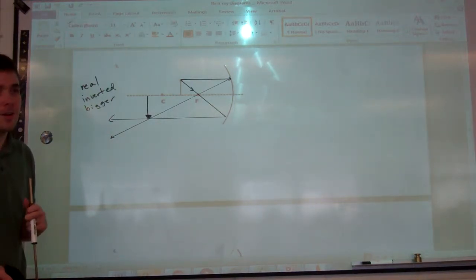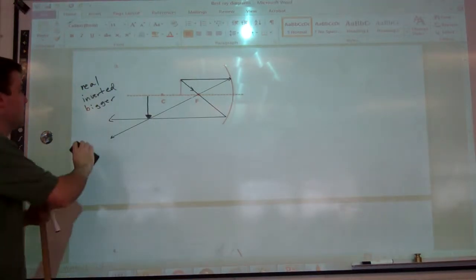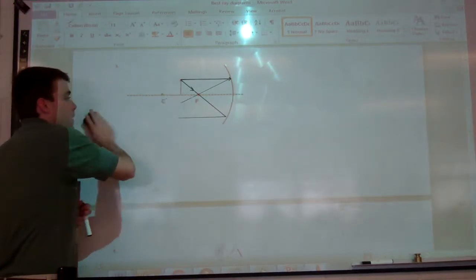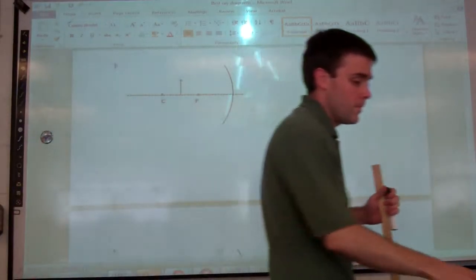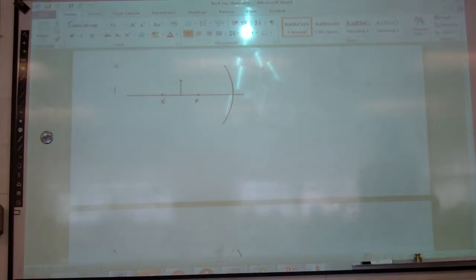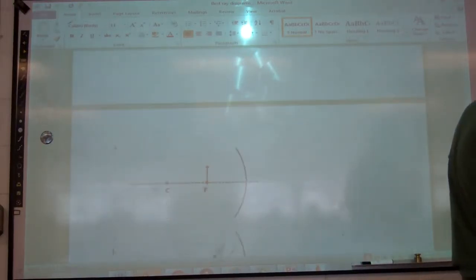Are all you people who are color coding okay? Yeah. You good, Sarah? Do we have color? You don't have to color. Real, inverted, bigger. What is color? Okay.